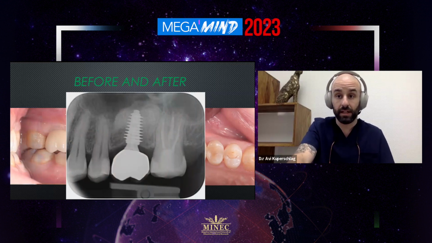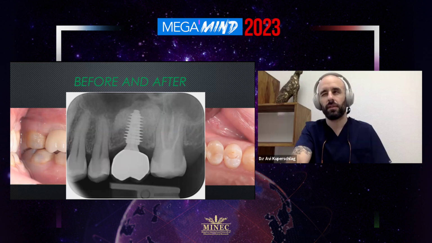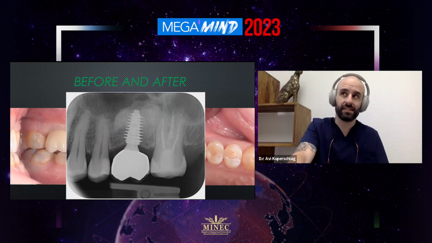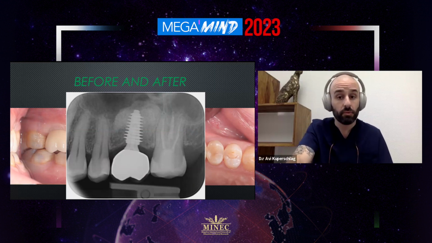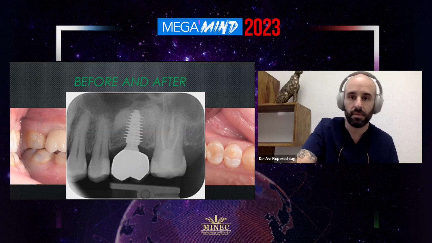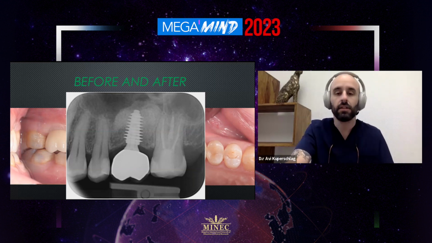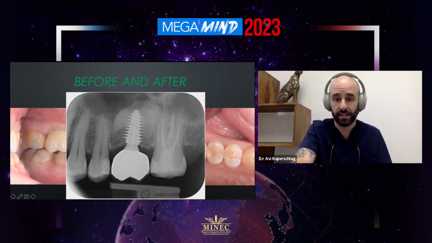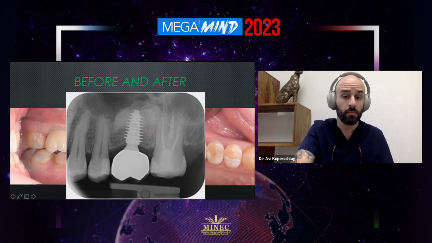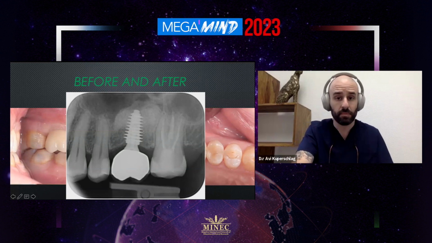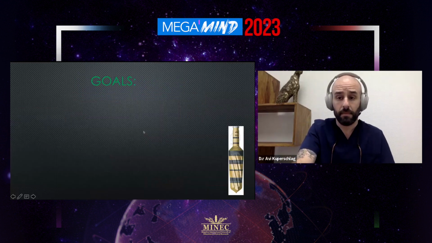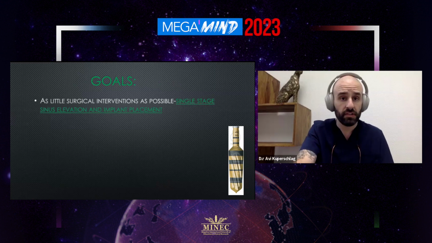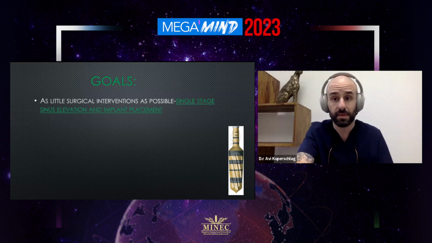This is already, I am not sure if it's 9 or 10 months post-op after we gave away the crown, but I don't think it makes much difference. Let's say 9. So this is already almost more than a year after the first surgery. We have very, very nice stable bone everywhere. Nice corticalization. Sinus looks nice. Emergence profile looks nice.